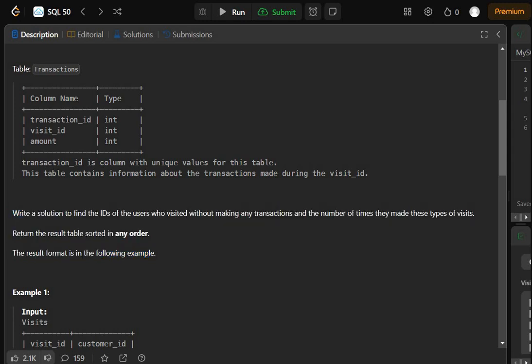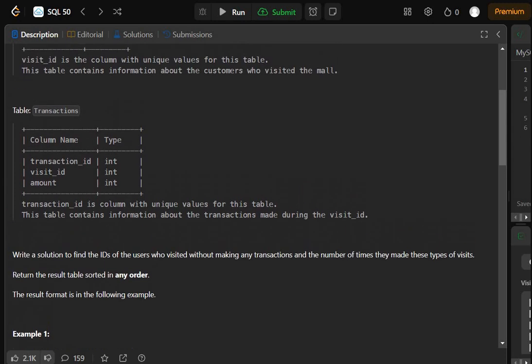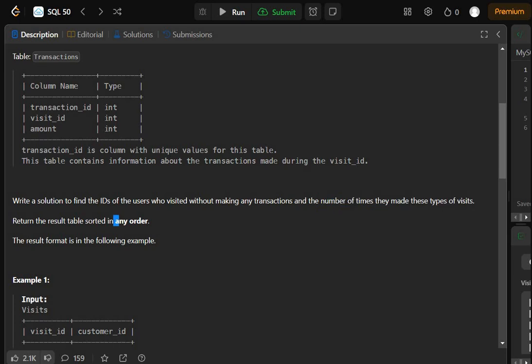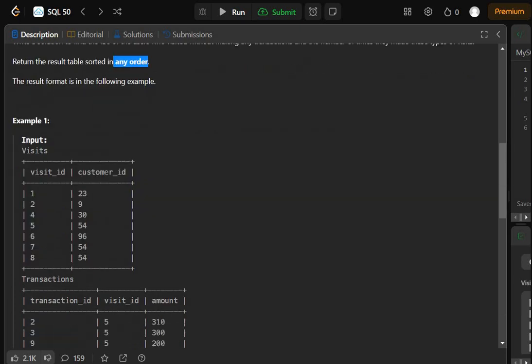So we not only have to filter out those customers who just visited, but also count the number of times they visited the store but did not make any transaction. It may happen that the customer visited 3 times but did a transaction only 1 time. So the remaining 2 times will be the visits where he or she did not make any transaction but visited the store. The result can be in any order. Let's check the example.